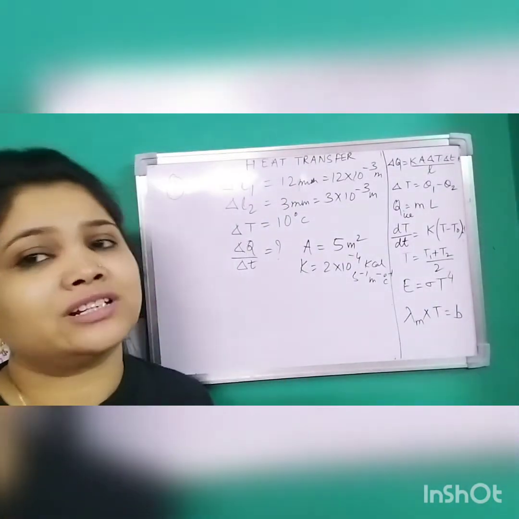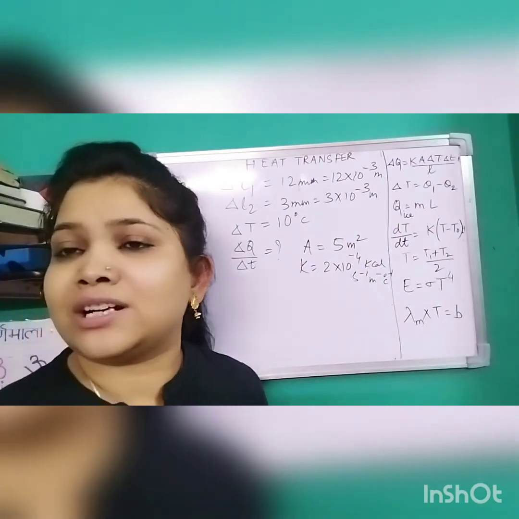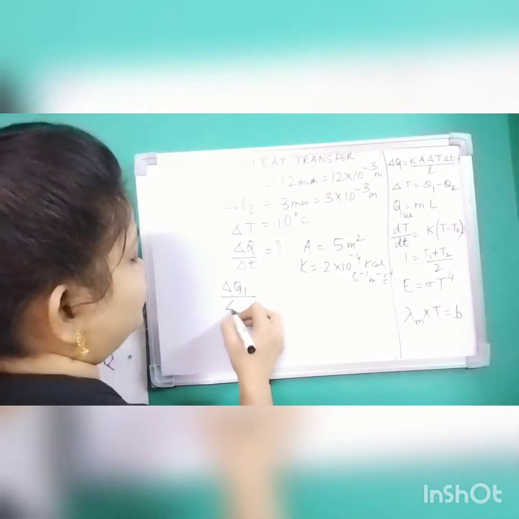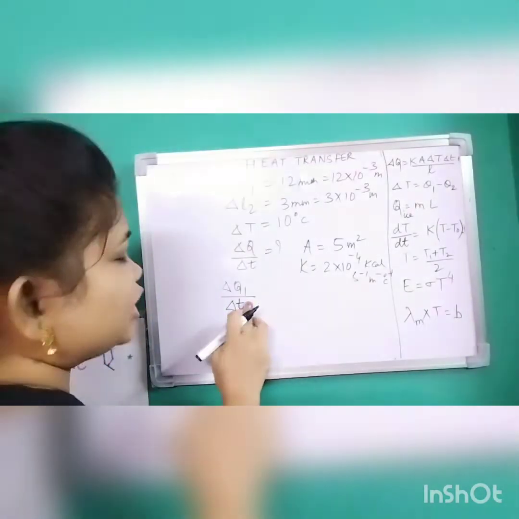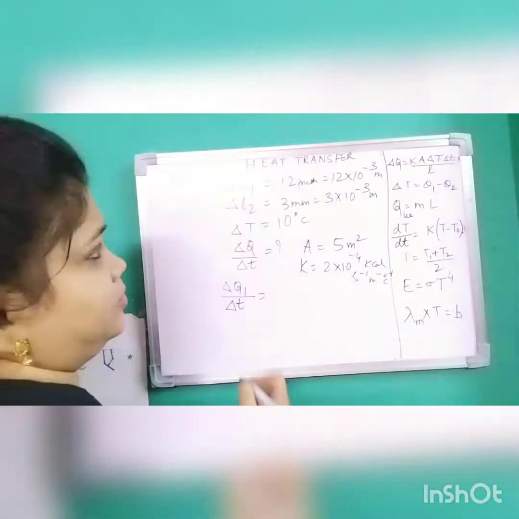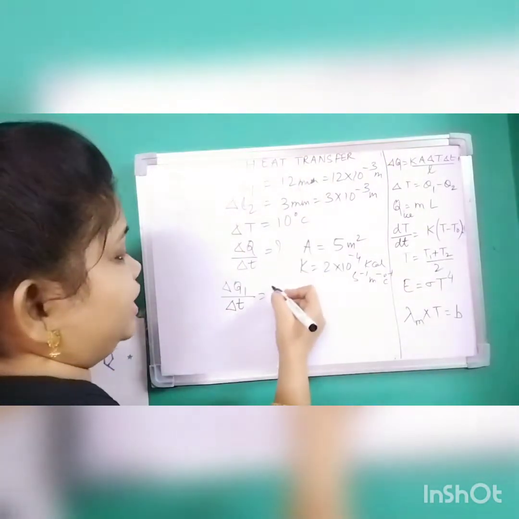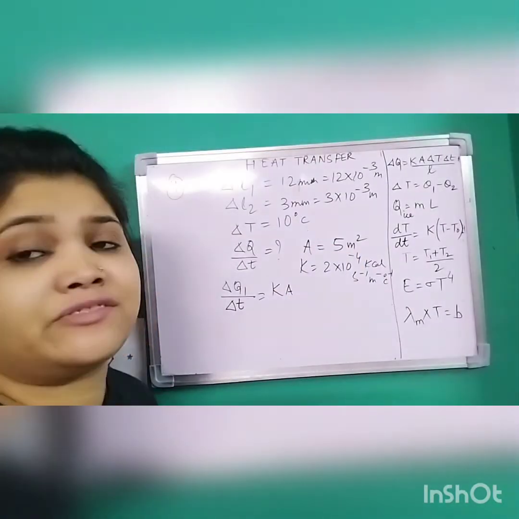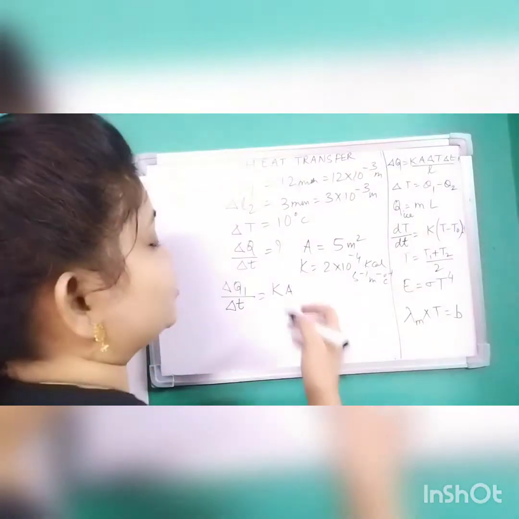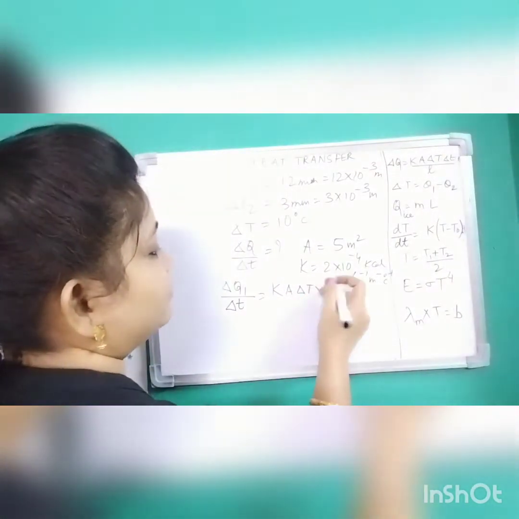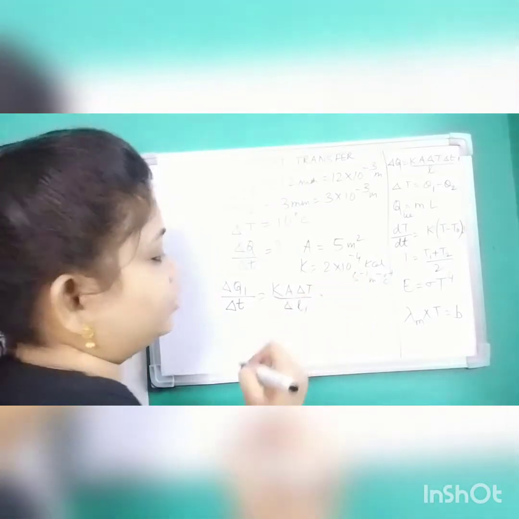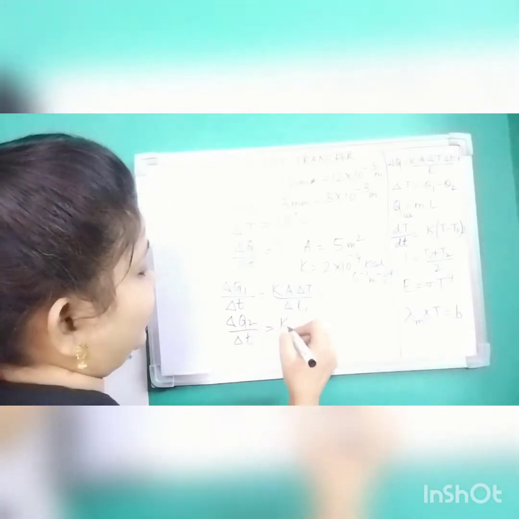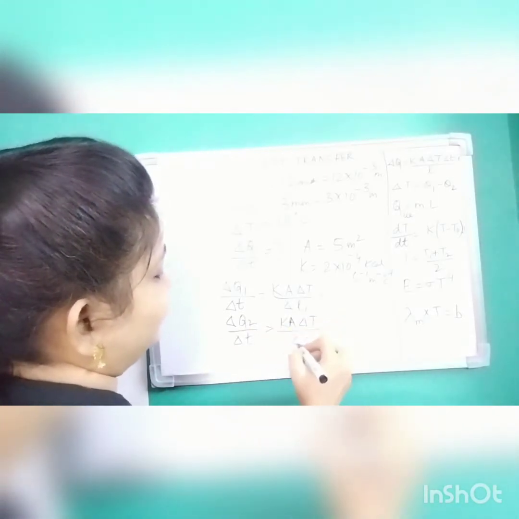Now see here students, there are two thicknesses given. One is 12 and one is 3. That means two different glass thicknesses. So what you are going to do here? First you are going to find out delta Q1 by delta T. Delta T is the same, but delta Q will be different because length is different. It will be equal to Ka, because the thermal conductivity and area are the same in both cases. So Ka delta T by delta L1 in the first case, and delta Q2 by delta T will be Ka delta T by delta L2.